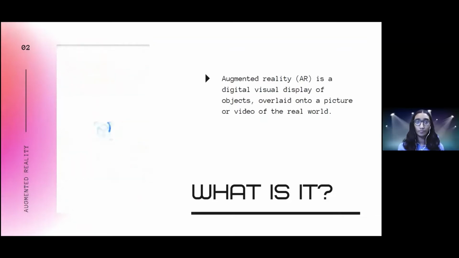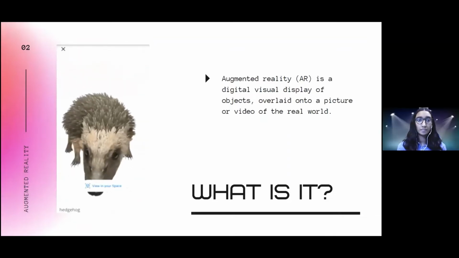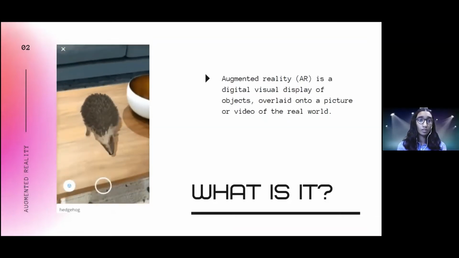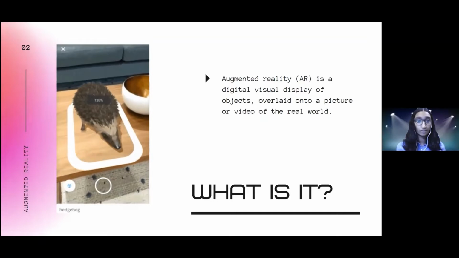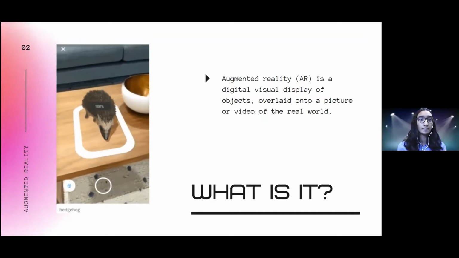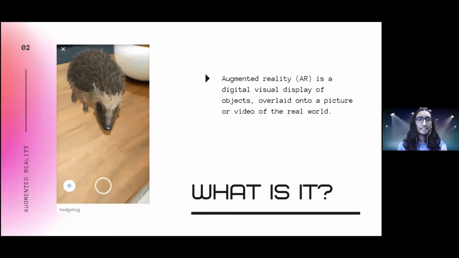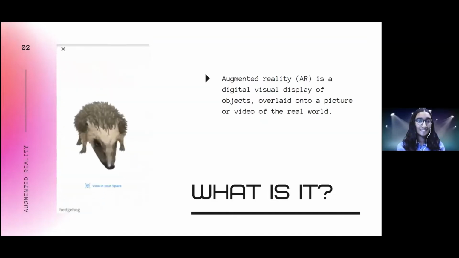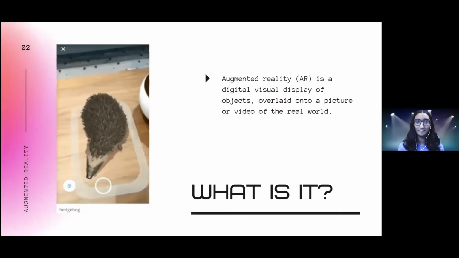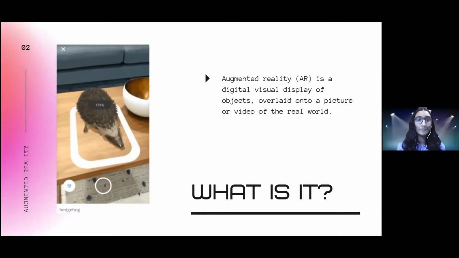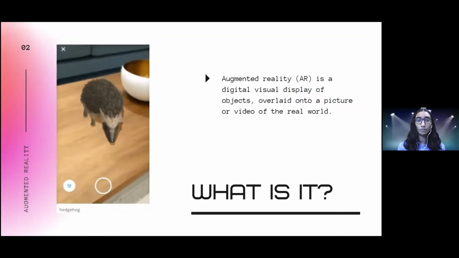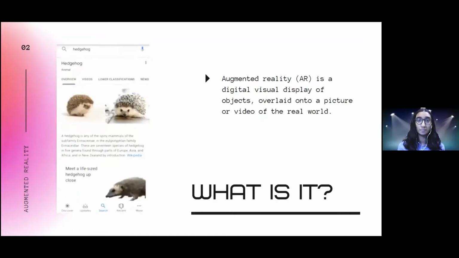If you could see this GIF that's presented on the slides, you could see that the user's real world might be, I'm guessing, their living room, and right in front of them is a sort of table. Now there's a hedgehog on their table. Do you think that this hedgehog actually physically exists and is sitting on top of the table? Well, the answer is no. This hedgehog is an augmentation, or another word for what I said as a digital visual display of an object.